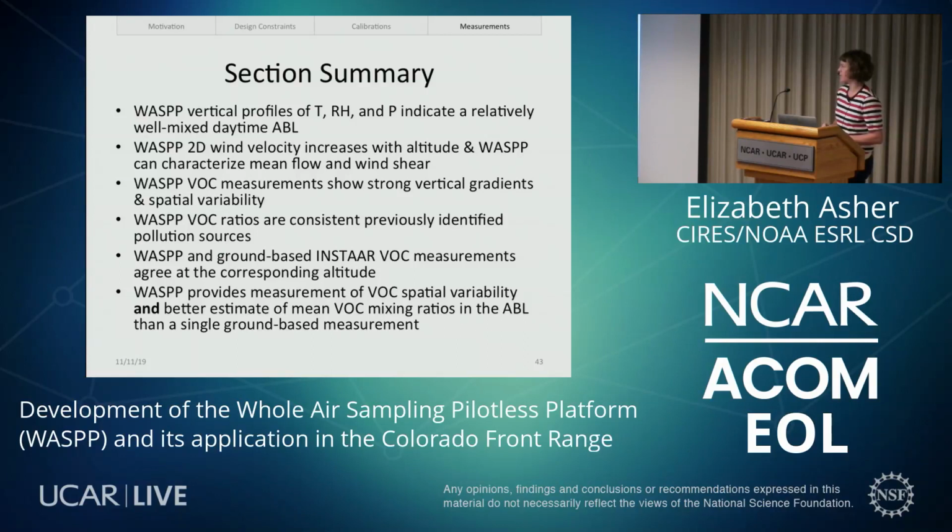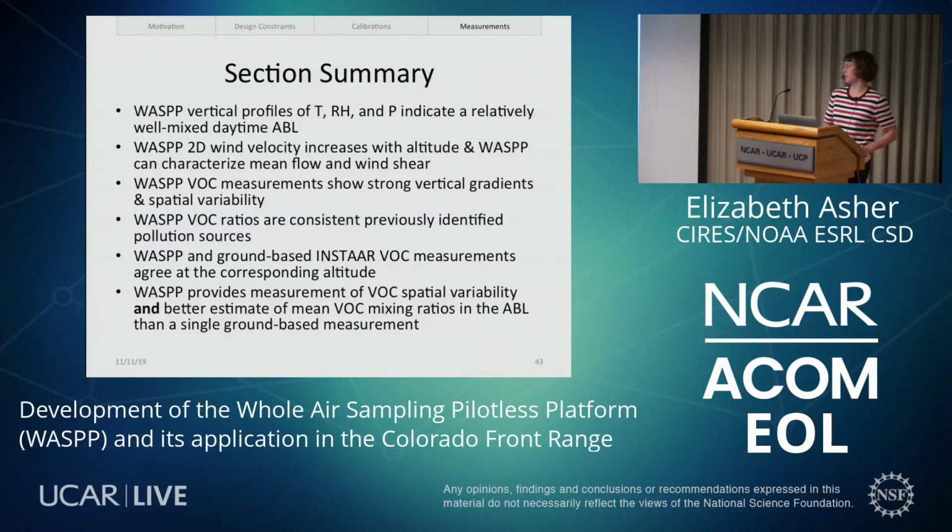I will now summarize this section too, just in case I forgot to mention anything. Essentially, I hope I showed that we've made vertical measurements of temperature, relative humidity, and pressure that suggest a relatively well-mixed atmospheric boundary layer. These were all daytime measurements. I was restricted to making daytime measurements, and the few times I tried to get up at dawn, it just didn't work out. So this is all I measured. We also made 2D wind velocity measurements, and we think that we're able to capture kind of mean horizontal winds and potentially wind shear in these cases, and that these measurements could be useful as well. We haven't really used them in particular yet.